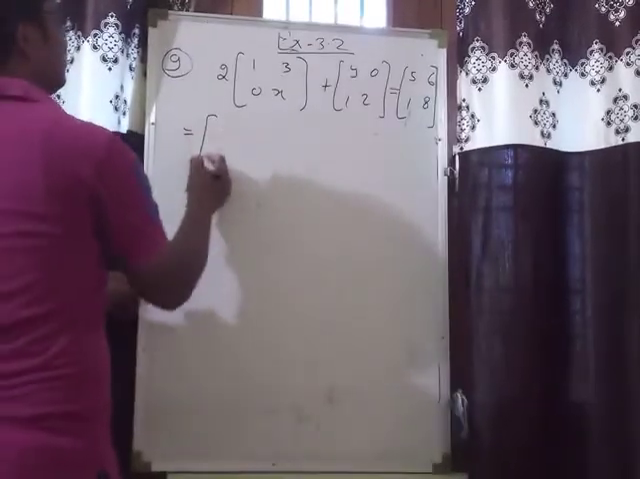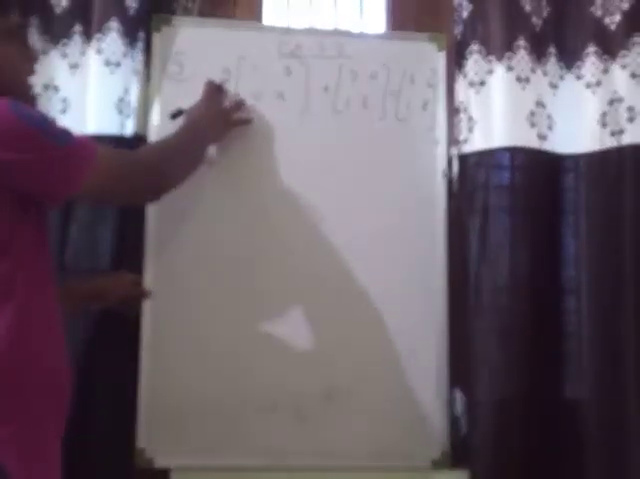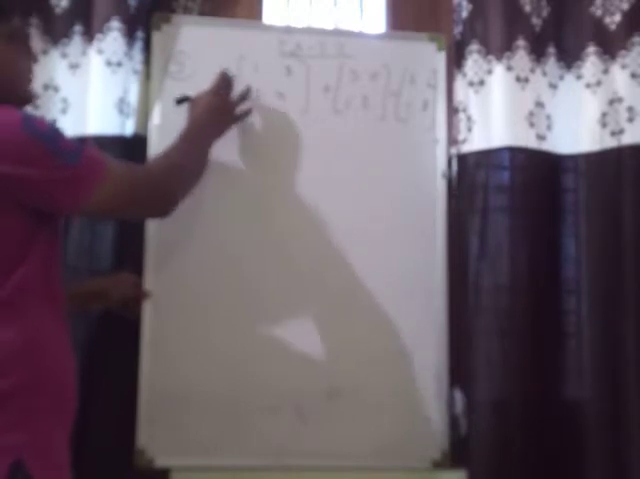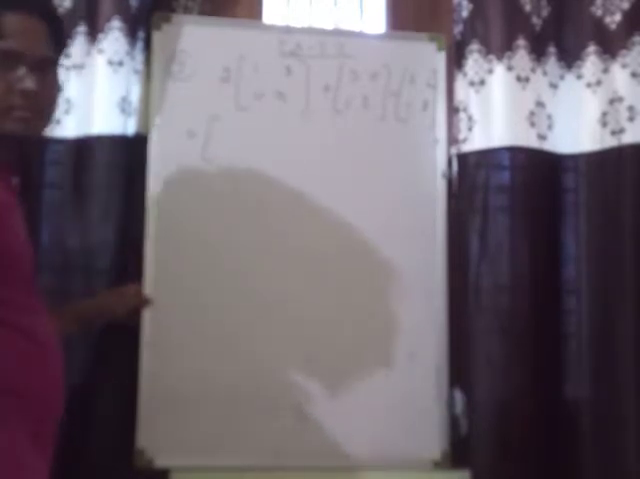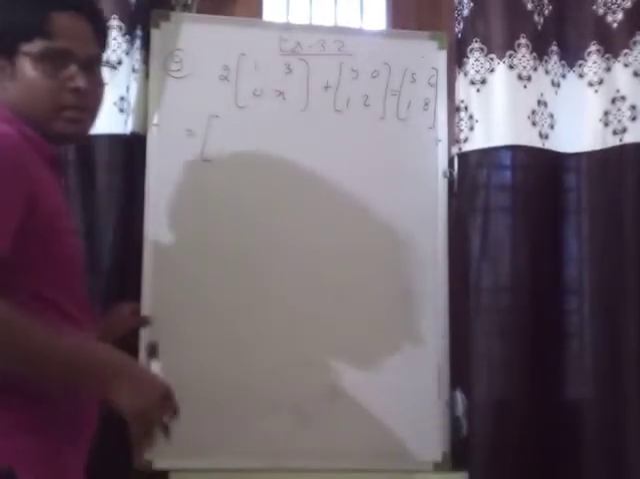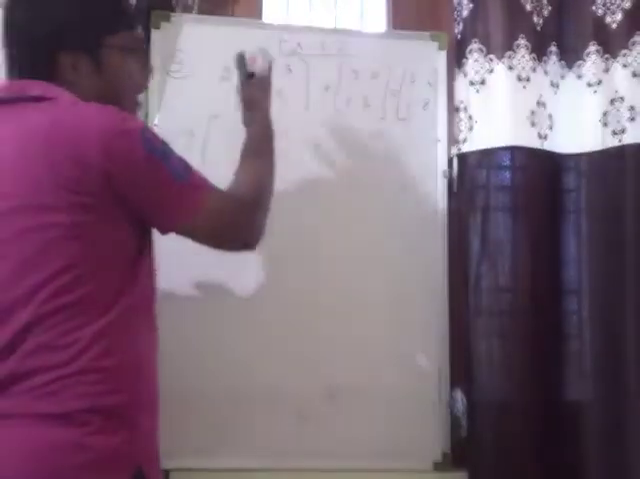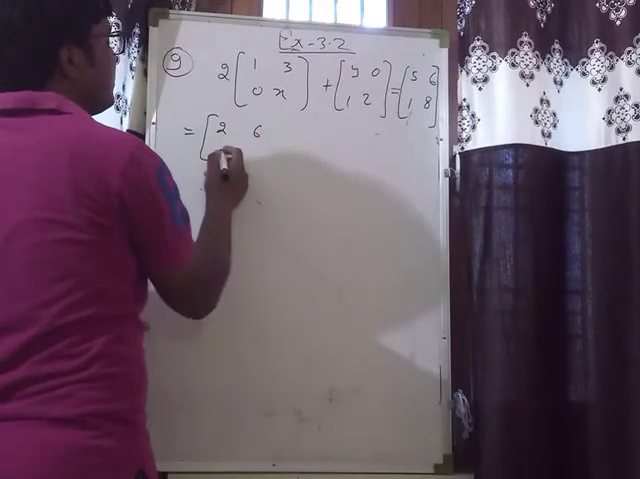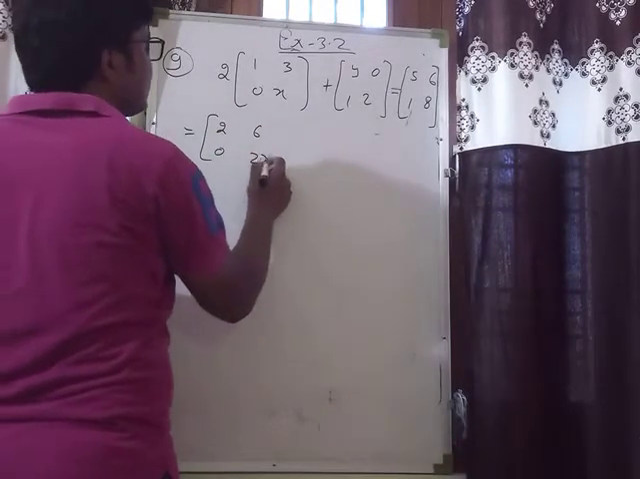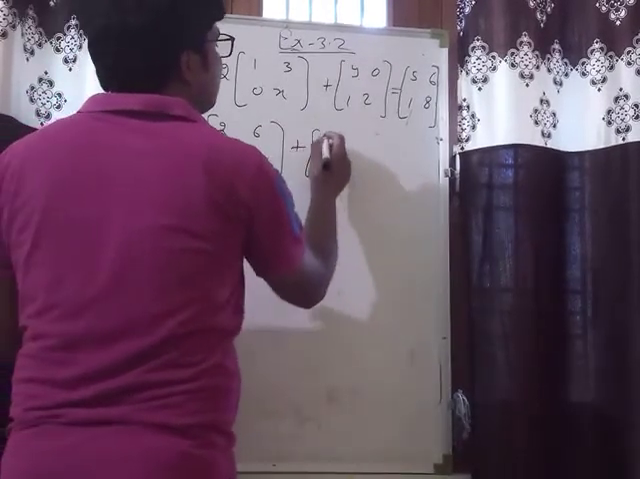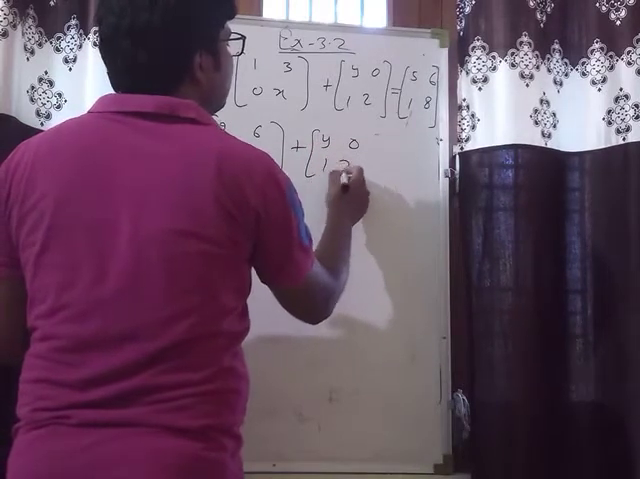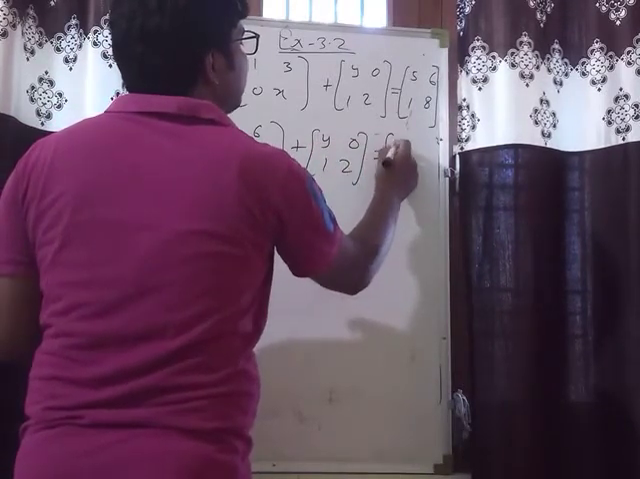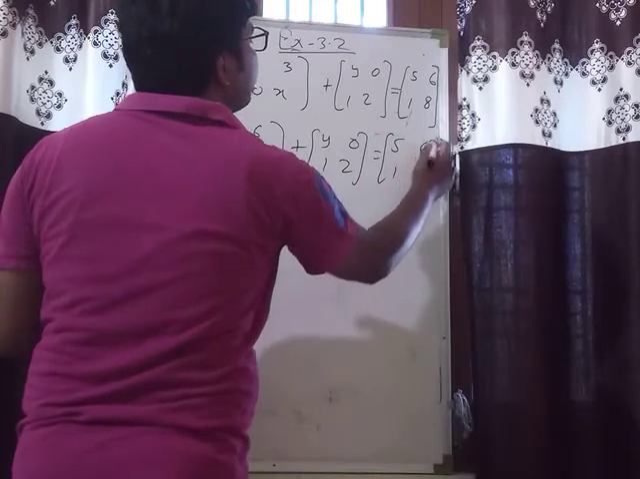So this is multiplication of a matrix with a scalar. 2 will multiply with all entries. We have to multiply 2 with all entries of this matrix. So we have 2 times 1 is 2, 2 times 3 is 6, 2 times 0 is 0, 2 times x is 2x, plus this one, [y 0; 1 2], equal to [5 6; 1 8].